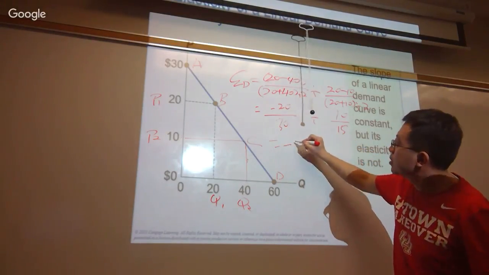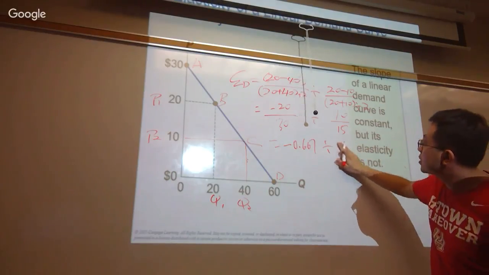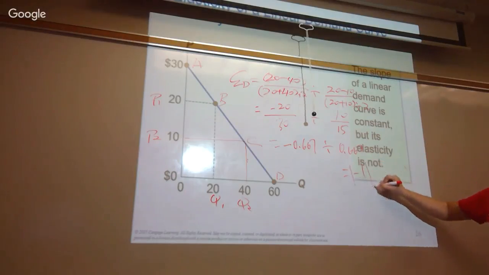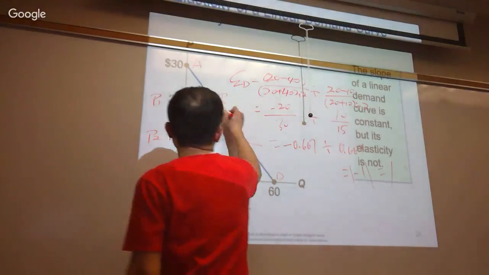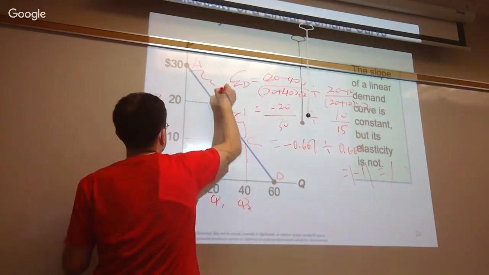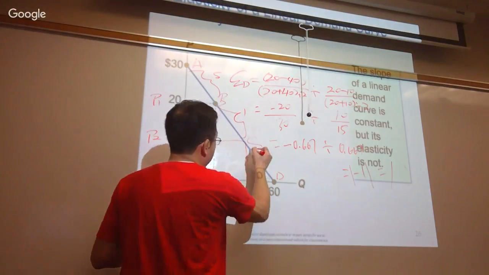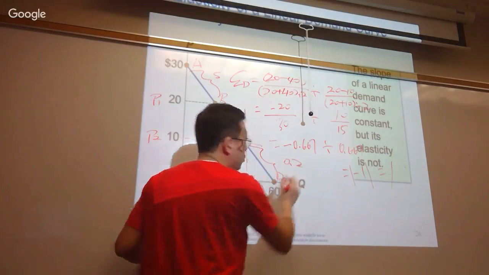So this will be minus 0.667 divided by 0.667. So the answer should be minus 1. And the absolute value, the answer is 1. So between B and C, our elasticity is 1. And then between A and B, elasticity is 5. And then if you did it correctly for the last part, C and D, elasticity should be 0.2.